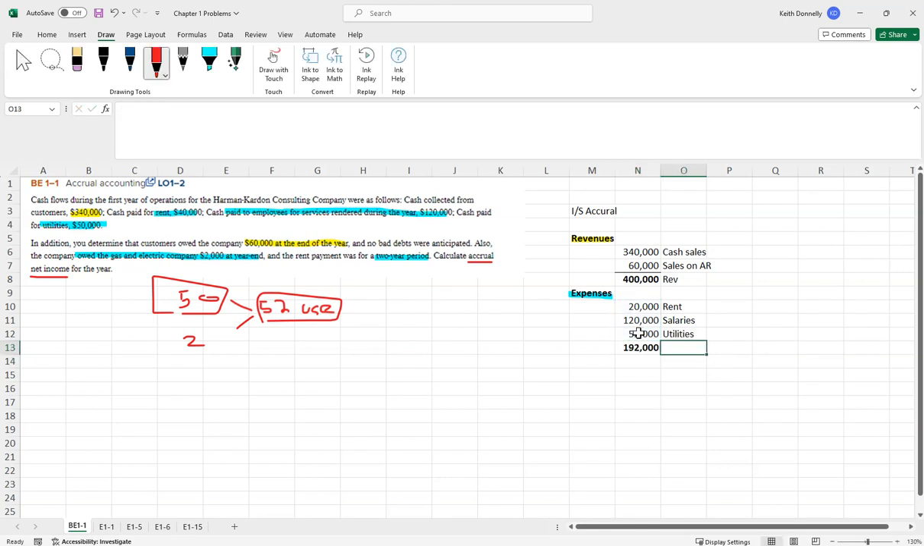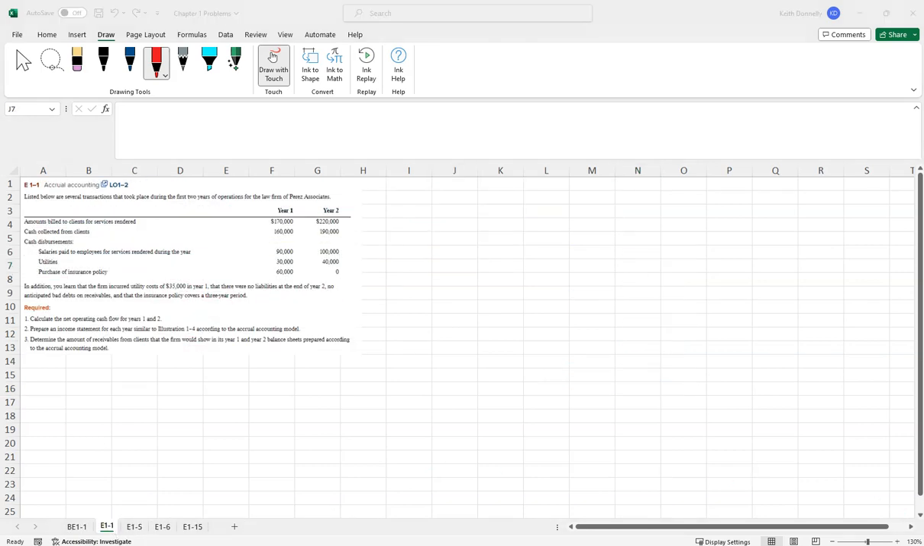We're looking at $192,000 of expenses there. When we take our revenues minus our expenses, our net income is going to be 208. There we go. That's on the accrual basis. You're going to see this type of stuff in the homework problems. They're throwing a bunch of cash items, cash, cash, cash. You have to be able to read into that and dissect it and say, well, what's the accrual basis?